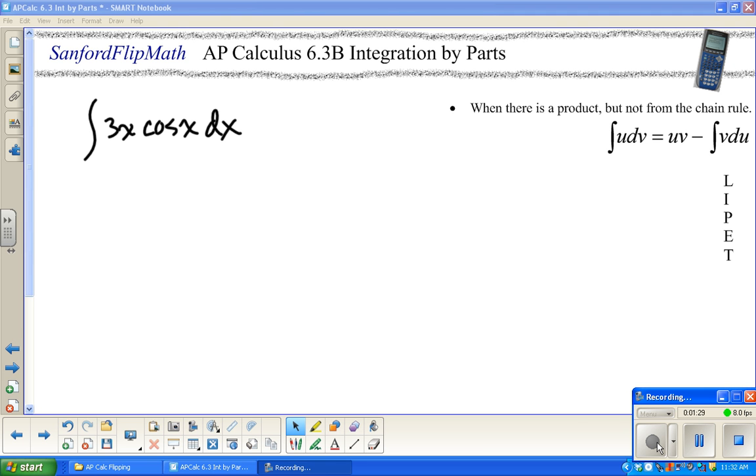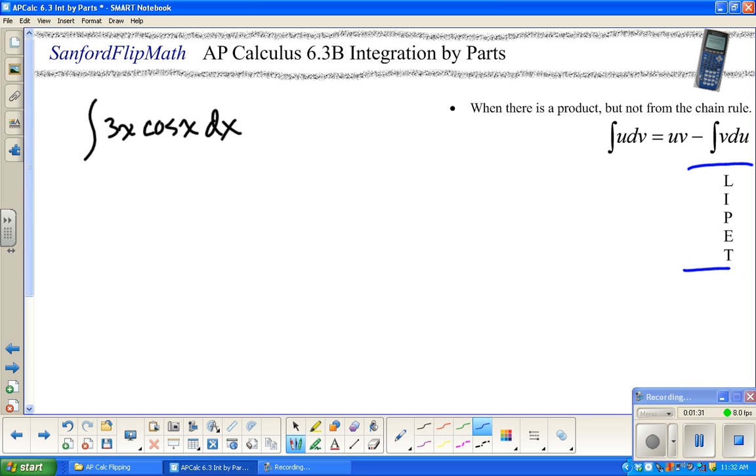Okay, now remember we have a little process here to decide which piece of this gets to be u. So this whole thing in order is how we choose u. I'm looking at this, I see a 3x and I see a cosine x, and I say to myself, do I see a log function in there? Nope. Do I see an inverse trig function? Nope. Do I see a polynomial function? Yep. So 3x is a polynomial function. Since that's the first one I came to, I'm going to have that be my u.